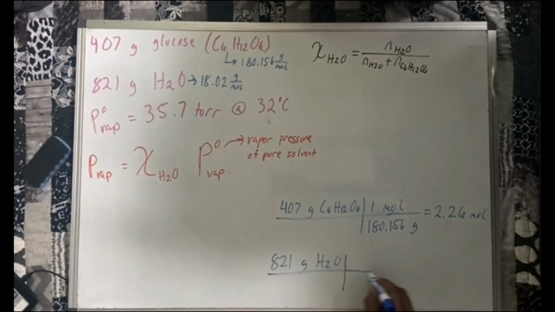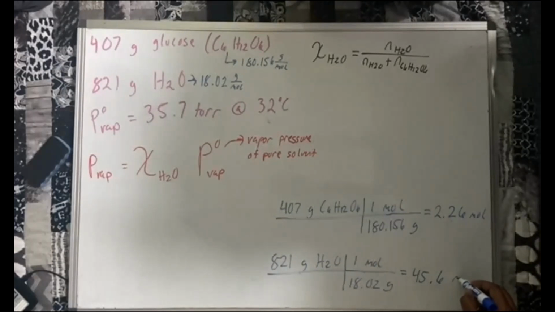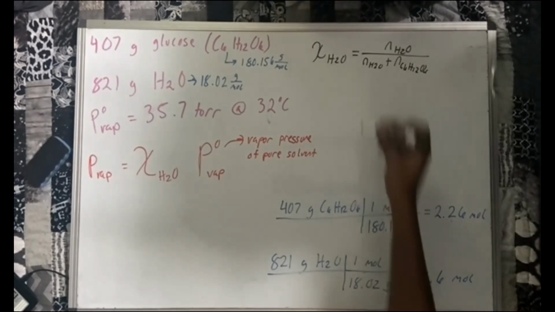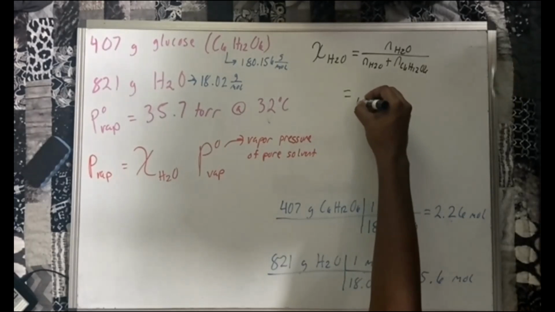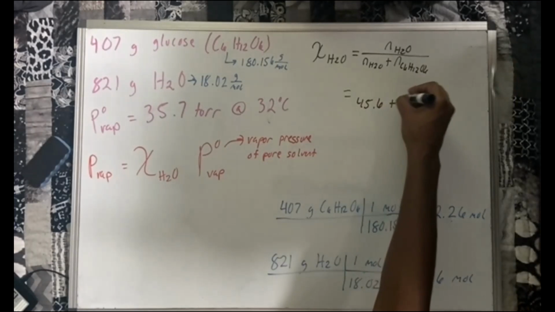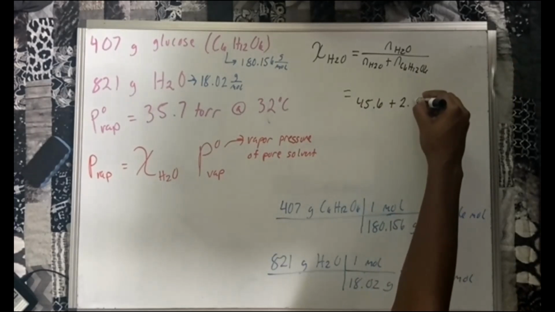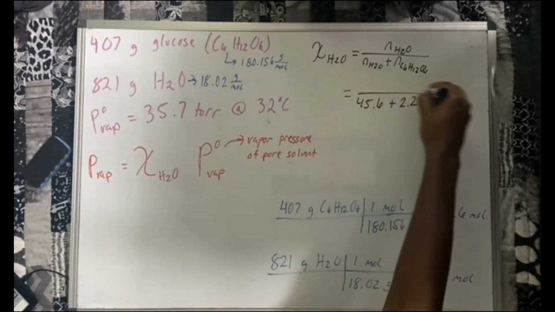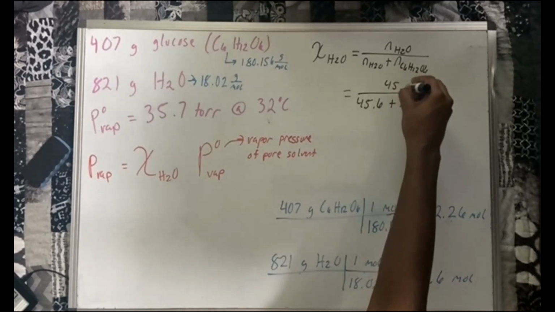And then for every 18.02 grams, I get 1 mole. So I get 45.6 moles. All right, now we have those two numbers, so we can go back up here. Say, okay, so that's going to be 45.6 plus 12.2 times 6, and over 45.6.